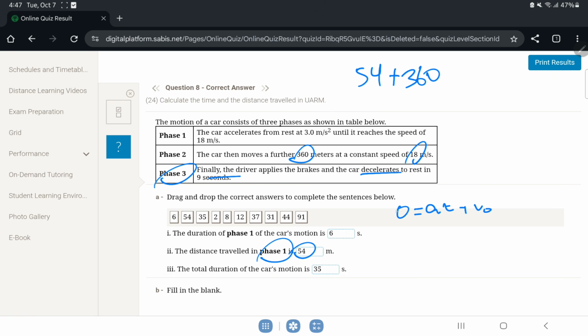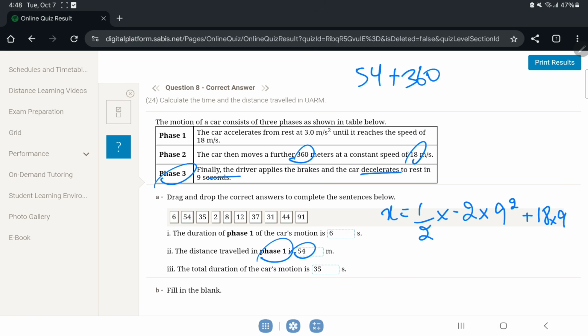V final is 0, v initial is 18. The acceleration we need to find, the time is 9, so 9a plus 18 is equal to 0. What will the acceleration be? It will be -2. Now that we have the acceleration, then we can use x is equal to half at squared. So x is equal to 1 over 2 times -2 times 9 squared plus v initial, which is 18, times 9 plus x initial 0.